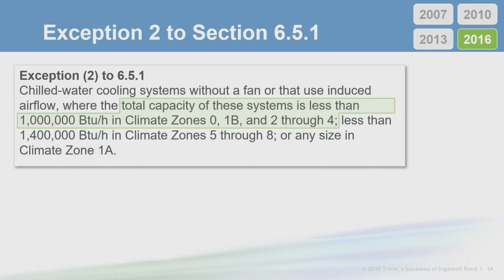The exception states that systems with a total capacity less than 1 million BTUs, or about 83.3 tons, installed in climate zones 1B, 2, 3, and 4 are exempt from the economizer requirement. And if installed in climate zones 5, 6, 7, or 8, the economizer requirement is exempt if the system capacity is less than 1.4 million BTUs, or about 116.7 tons. As before, if the installation is in climate zone 1A, chilled water cooling systems that use induced airflow or do not have a fan are exempt from the economizer requirement.